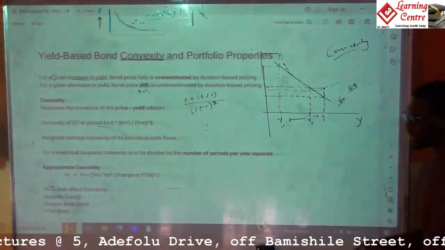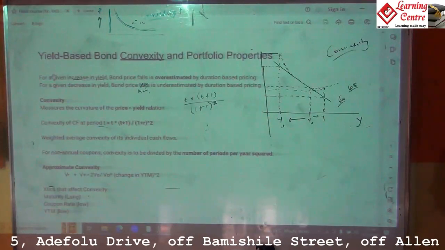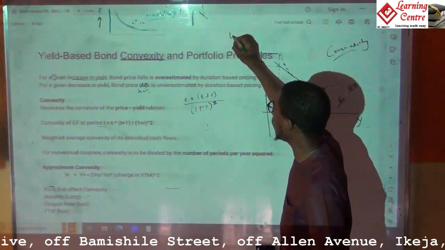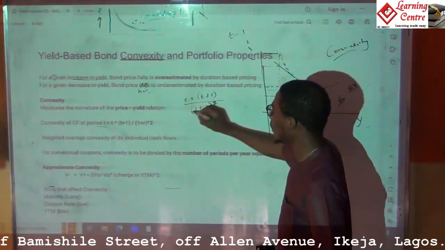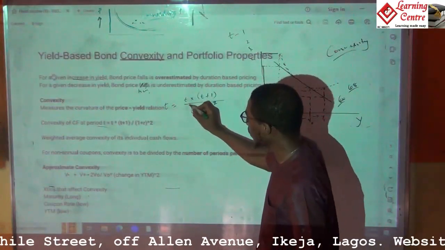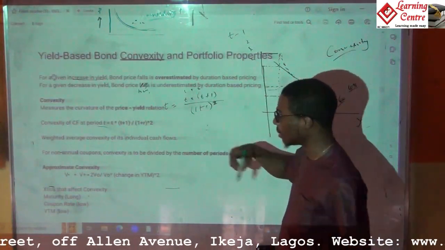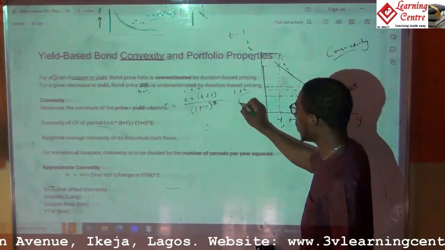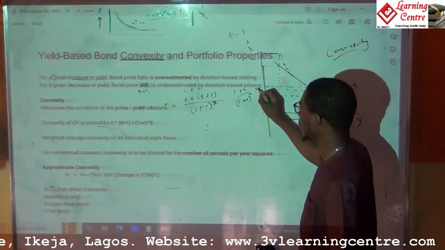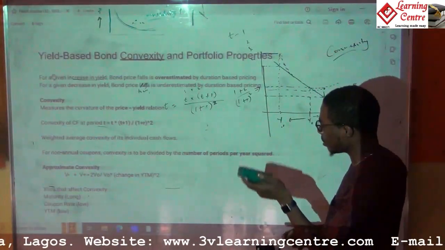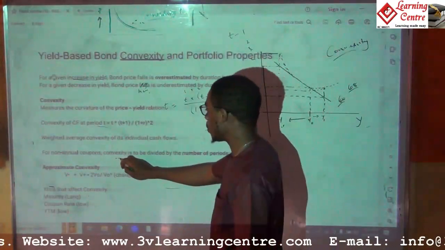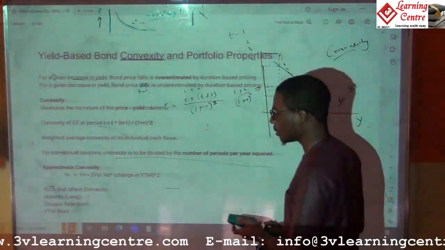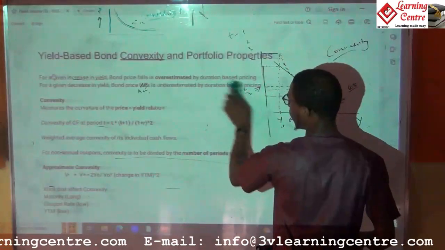Just like what we do for duration calculation, we want the weighted average of the individual cash flows. For duration we take t as 1, 2, 3, 4. For convexity, we calculate t times (t plus 1) first. For the first year, 1 times 2 over (1 plus r) squared. But most of the time they won't ask us to calculate this in the exam. Then we divide by the number of periods per year squared. Okay, these are the convexity formulas.